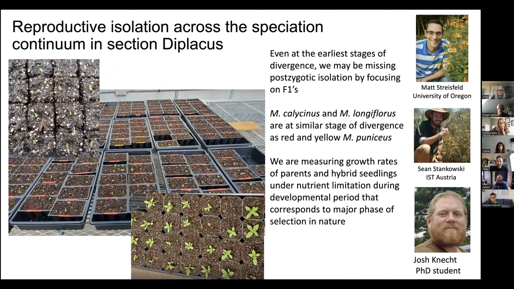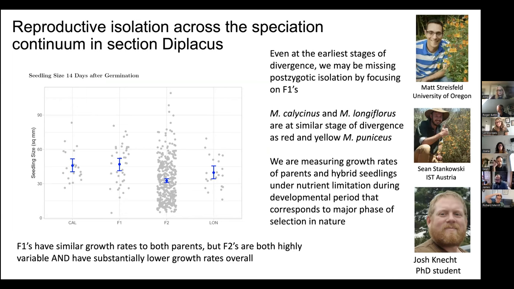And so we've been focusing on these really early developmental stages in hybrids to ask the question, can we detect differences in growth rate? We limit these seedlings in terms of nutrients so that they have to struggle to survive. And can we detect differences among hybrid categories during this part of their life that we think is a major selective developmental time point? This is work of a newer grad student in the lab, Josh Connect, who's looked at these seedling growth rates from early to 14 days after germination.